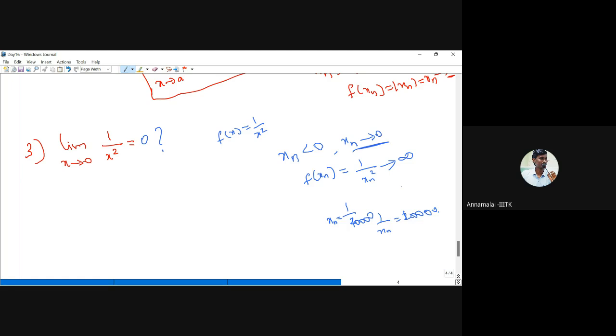Got it? Even if xn's are positive and xn converges to 0, again 1 by xn square converges to infinity. Therefore, this should be infinity. Any doubt in this? Any doubt?